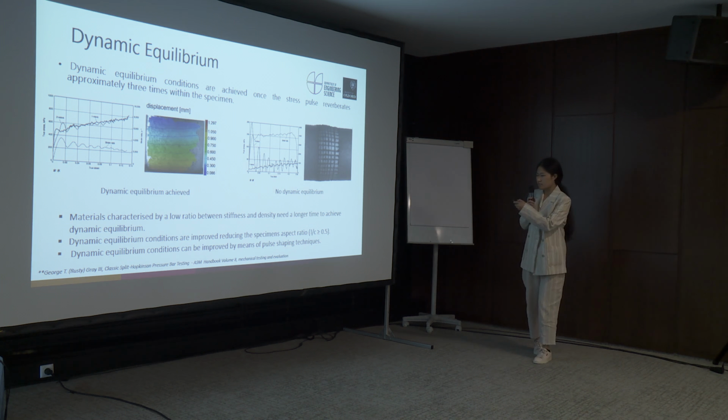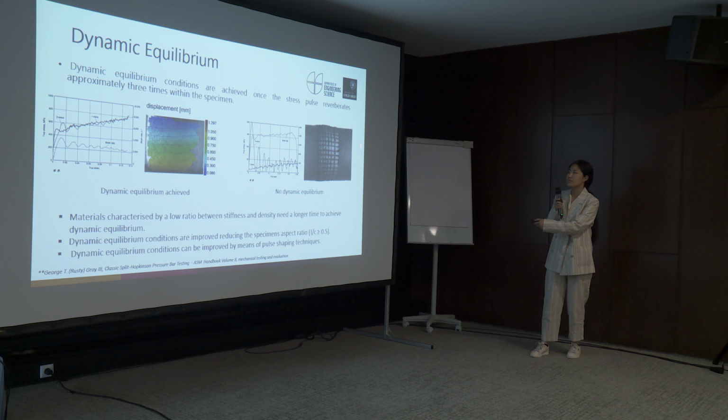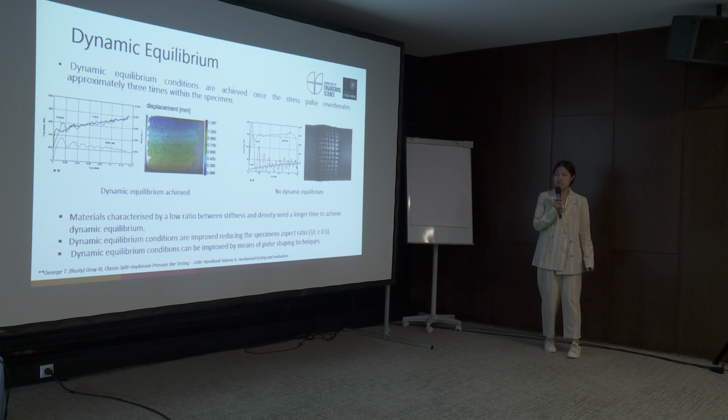The left photos show the specimen with dynamic equilibrium, while the right photos show the specimen without dynamic equilibrium. The dynamic equilibrium conditions can be improved by reducing the aspect ratio of the specimen design or using pulse shaping techniques.